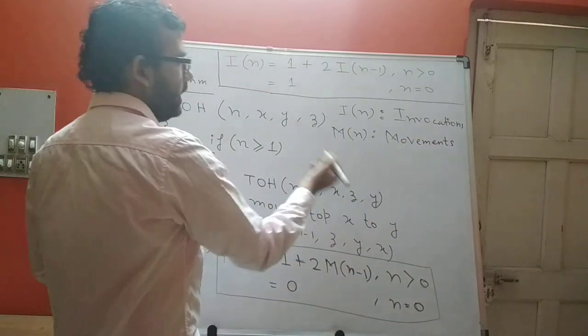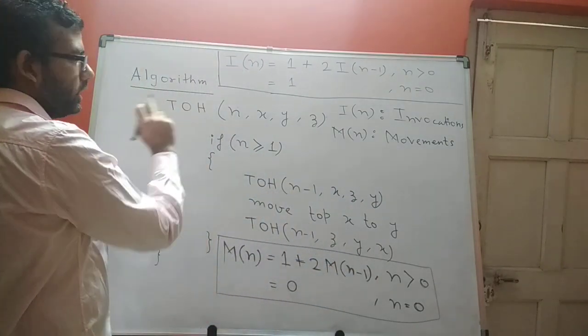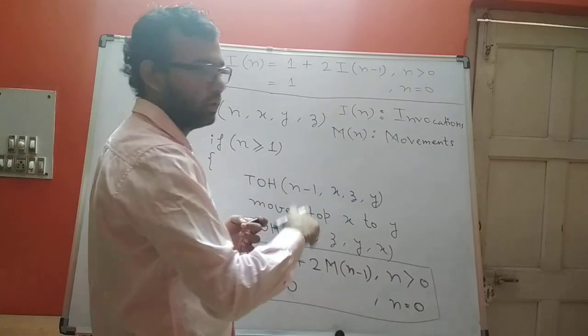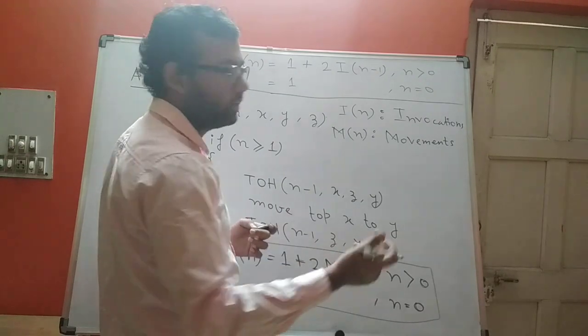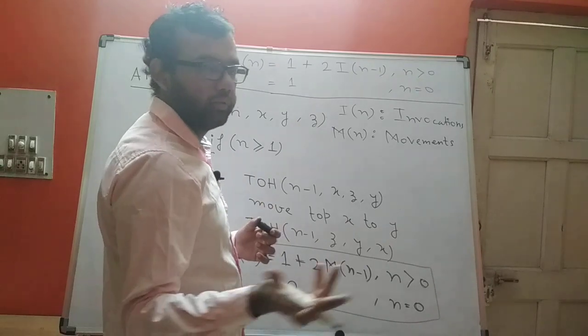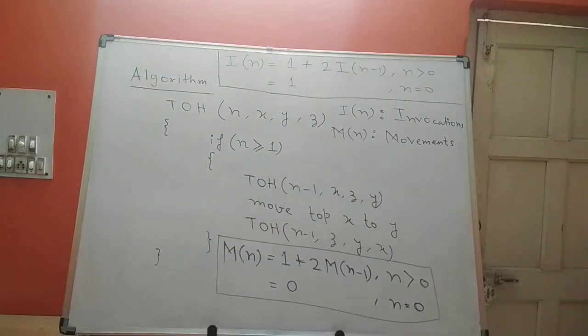So I of n is for the number of invocations, that means the number of calls to the Towers of Hanoi function, and m of n is for the number of movements, like we saw where for every step we moved a disk from one peg to another. So how many movements are there for n number of disks? We want to find the formula. For that I have proposed two recurrence relations. Now you can pause the video and copy down the recurrence relations.